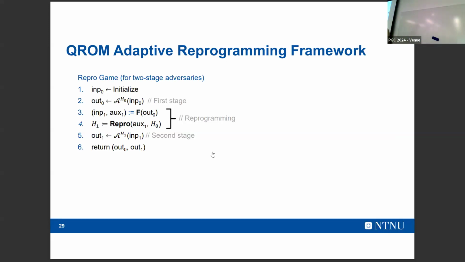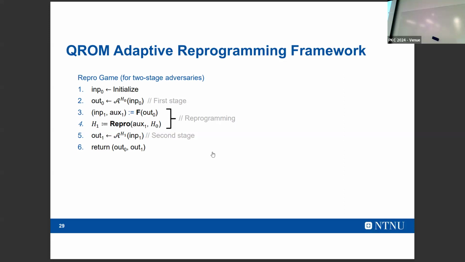Now let's look at more details about the pure adaptive reprogramming work. Start by considering a very simple version, just for two-stage adversaries. We first consider the reprogramming game. In the reprogramming game, we have an initialization algorithm to produce the first input for the adversary, and with the first input the adversary produces out_0, which is the output of its first stage. Of course, in the first stage the adversary can query the oracle H_0. I'm sorry that the font is very small.